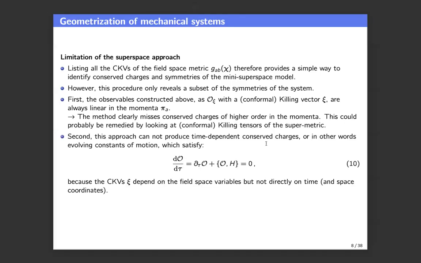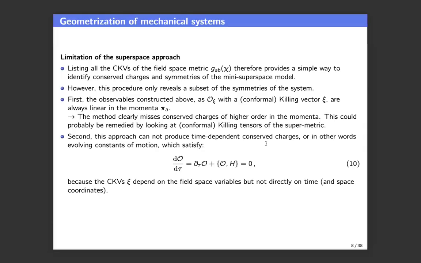The point is that you might have some other symmetries that are generated by higher order charges in the momenta, typically quadratic in the momenta or cubic in the momenta. So the method that I just explained clearly misses conserved charges of higher order in the momenta, and I will show you how to get these.